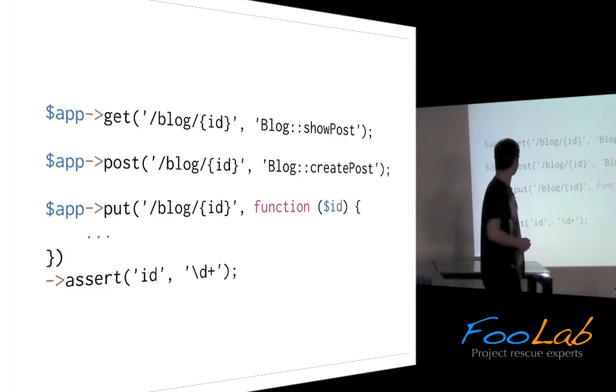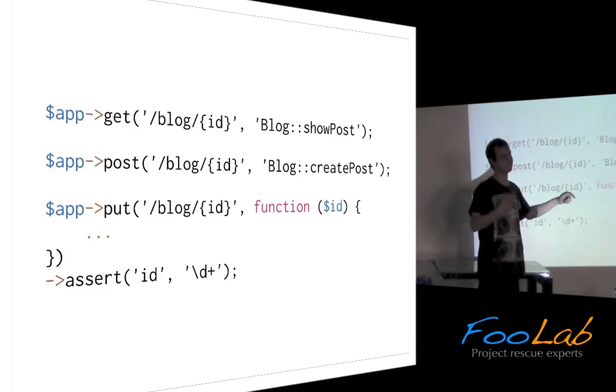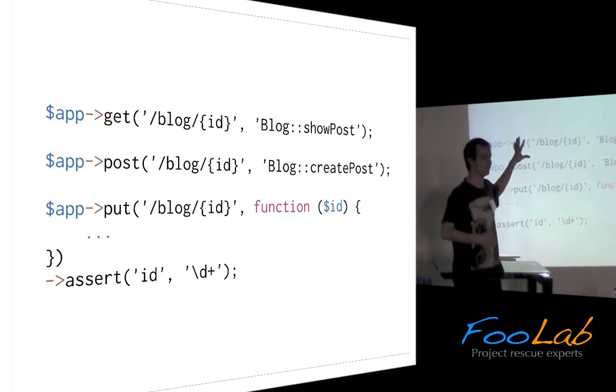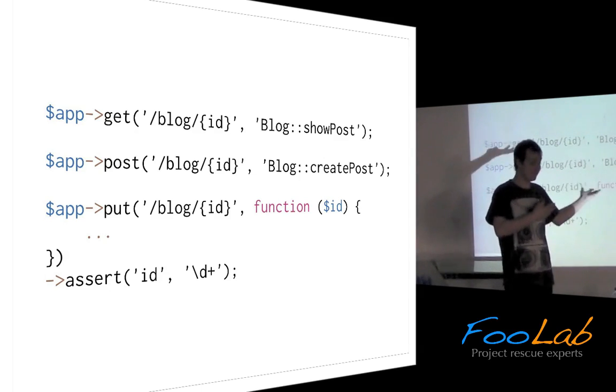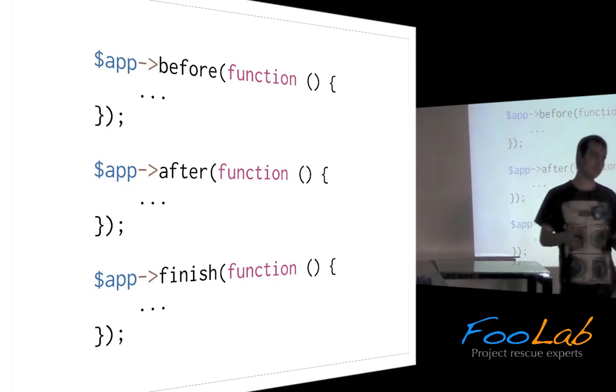And you can add constraints like here, so you can say the ID needs to match this certain regex, and the get, post, put, delete, match. You can match on any HTTP method, really. And that's pretty much all there is to Silex, really. There's a couple other neat things.